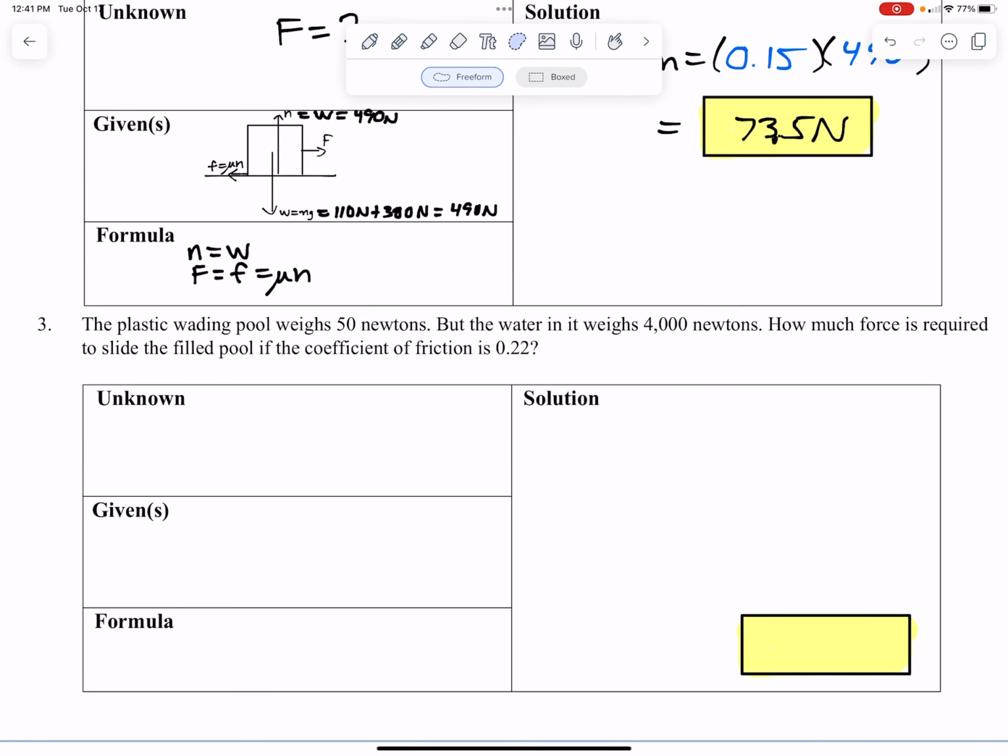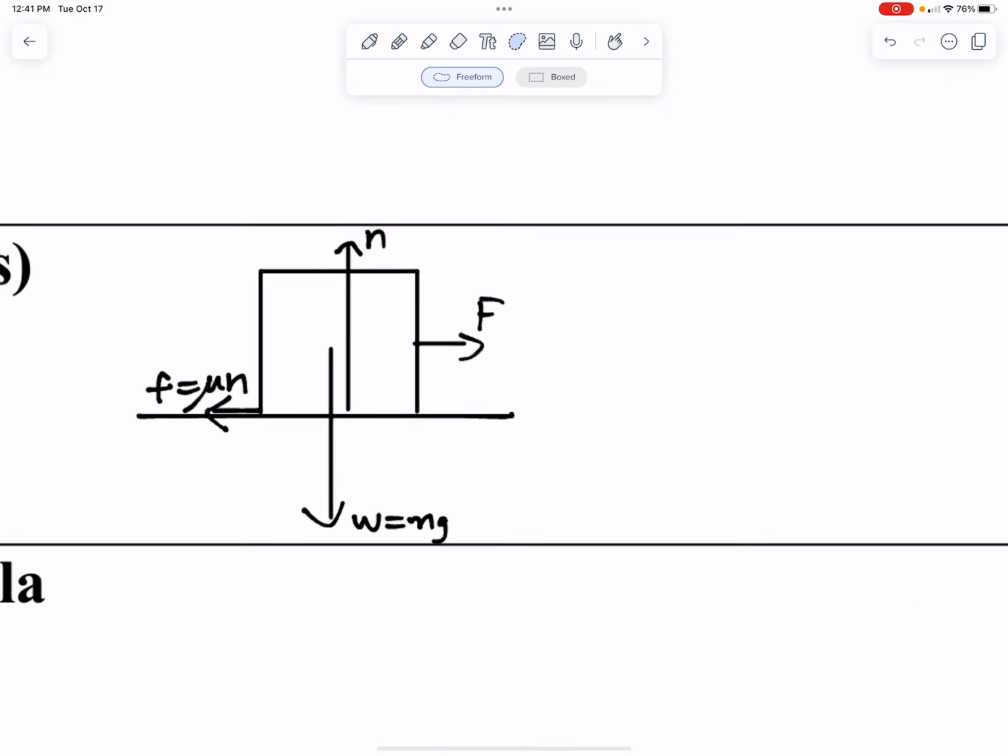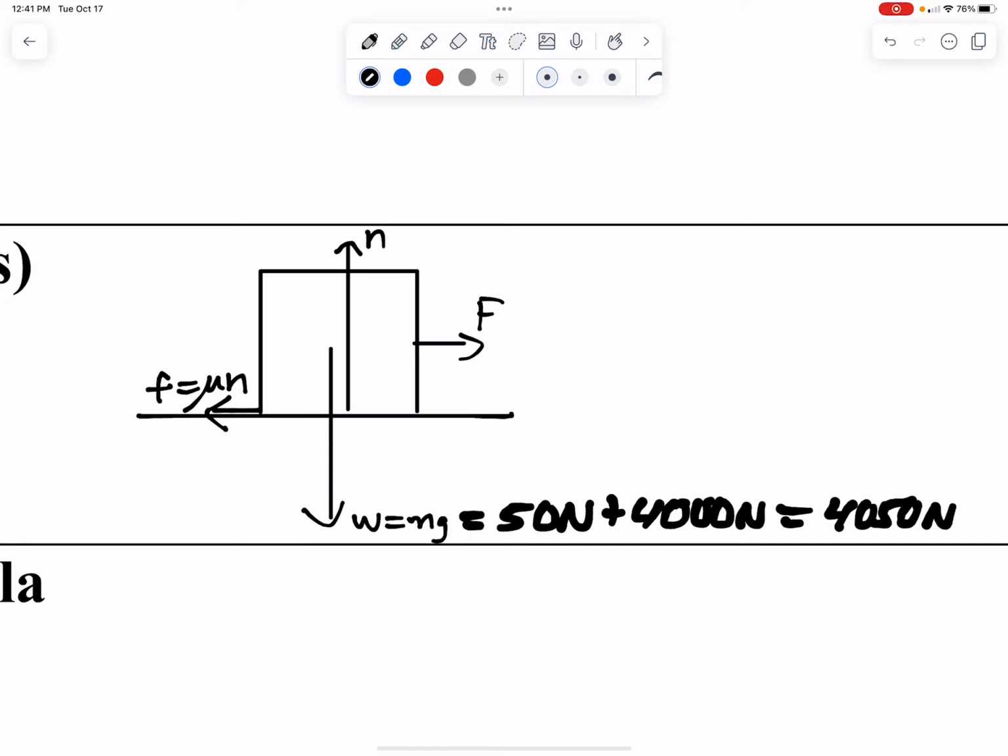Okay, number 3. A plastic wading pool weighs 50 newtons, but with the water in it, it weighs 4,000 newtons. How much force is required to slide the pool if the coefficient of friction is 0.22? Similar idea with the sled and Timmy and the dog pulling. The total weight is going to be your 50 newtons plus your 4,000 newtons, or 4,050 newtons. Keep that in mind.